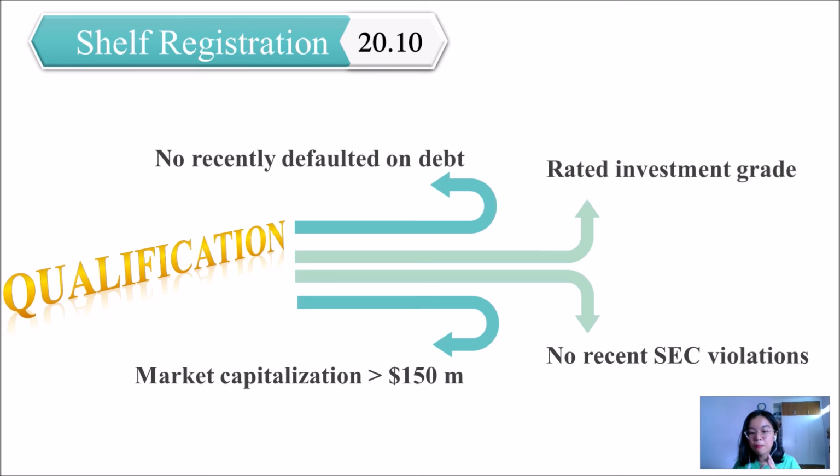There are some major qualifications. The first one is that the firm must be rated investment grade. The second qualification is that they cannot be in present default on debt. The third qualification is that the market capitalization must be larger than $150 million. The last qualification is that there are no recent SEC violations.